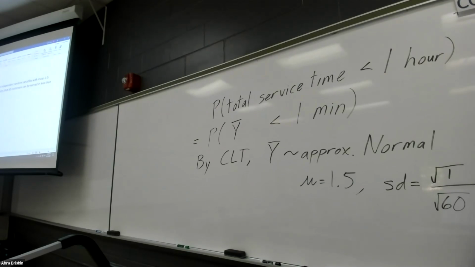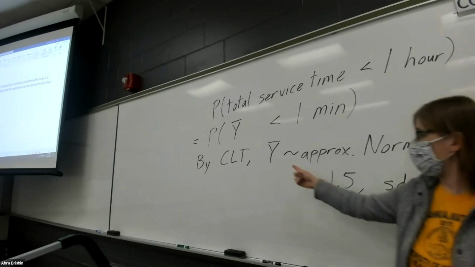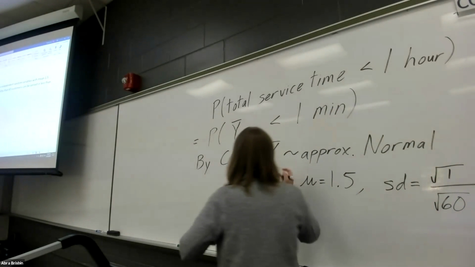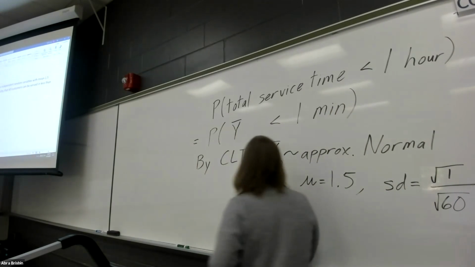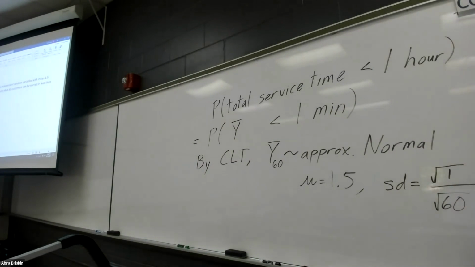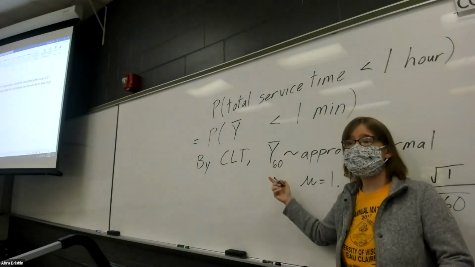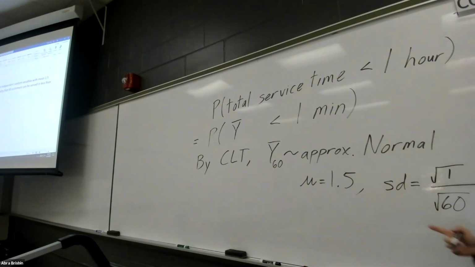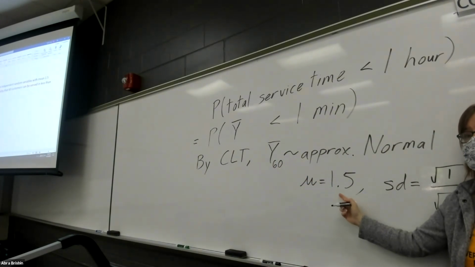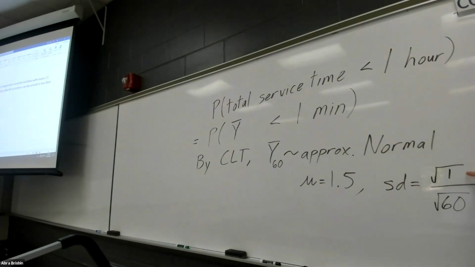All right, so according to the central limit theorem, y bar, or we could write this as y bar sub 60 to specify the sample size, is going to be approximately normal because 60 is a relatively large sample size, with a mean of 1.5, so the same mean as the individual service times, and a standard deviation of the standard deviation for the individual customers, which is the square root of the variance, divided by the square root of the sample size.